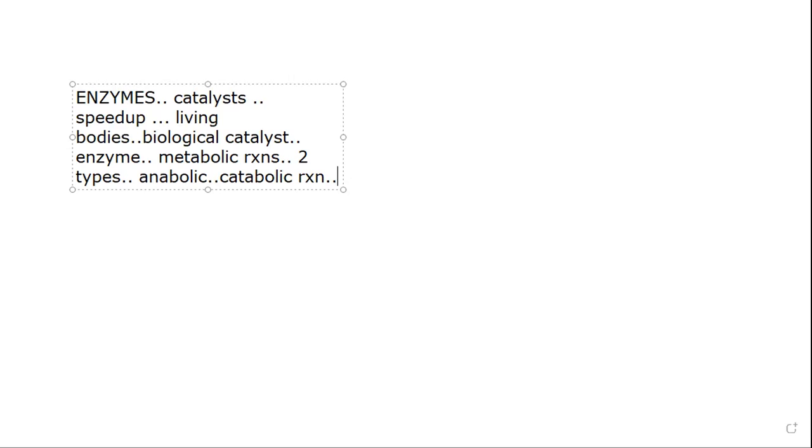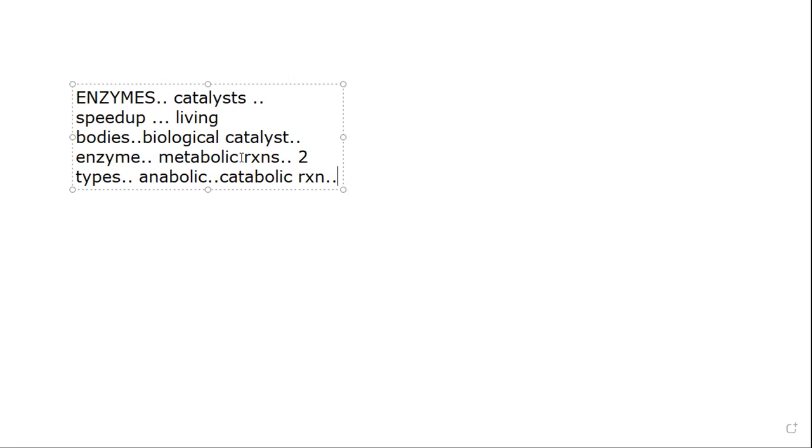Digestion is a catabolic reaction. Starch is broken down by amylase into glucose. Proteins are broken down into amino acids. Fats are broken down into their combining members, that is glycerol and fatty acids. So these are all catabolic.